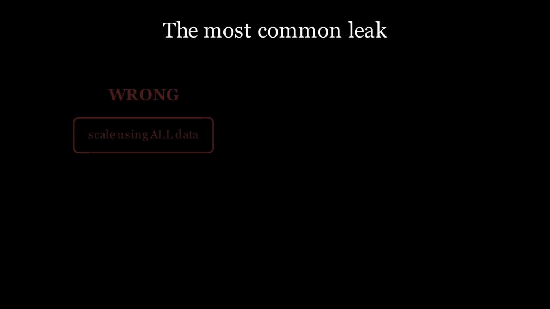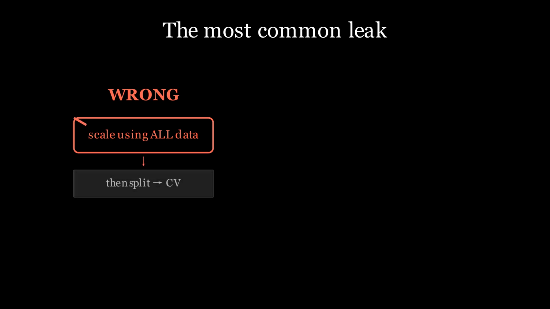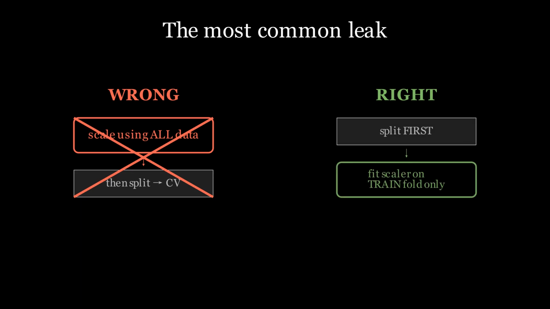Here's the most common leak, and almost everyone does it at least once. You standardize your features, subtract the mean, divide by the standard deviation using the whole data set. Then you cross-validate. The problem: that mean and standard deviation were computed using the validation rows too. So the scaler already peeked at the data it's about to be tested on. The held-out fold isn't really held out.